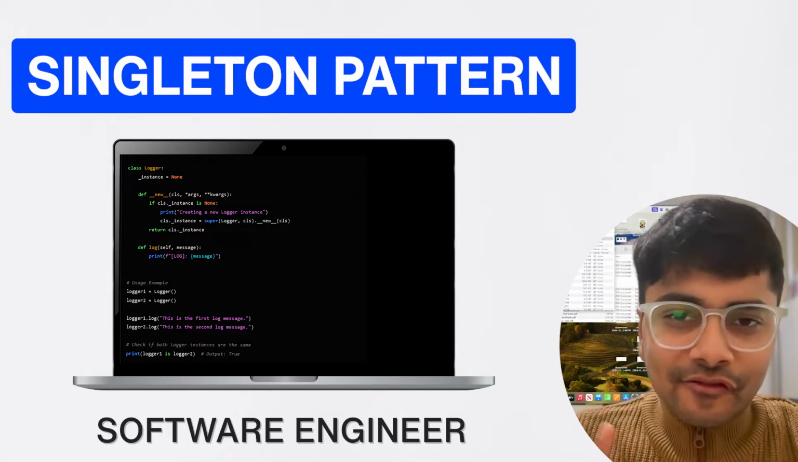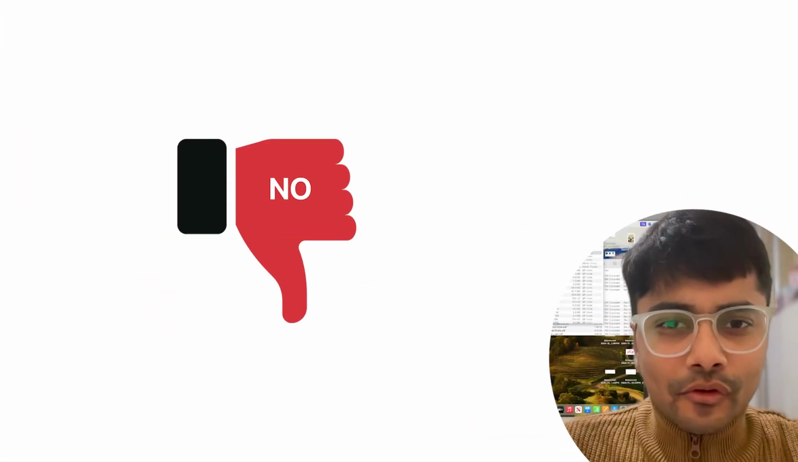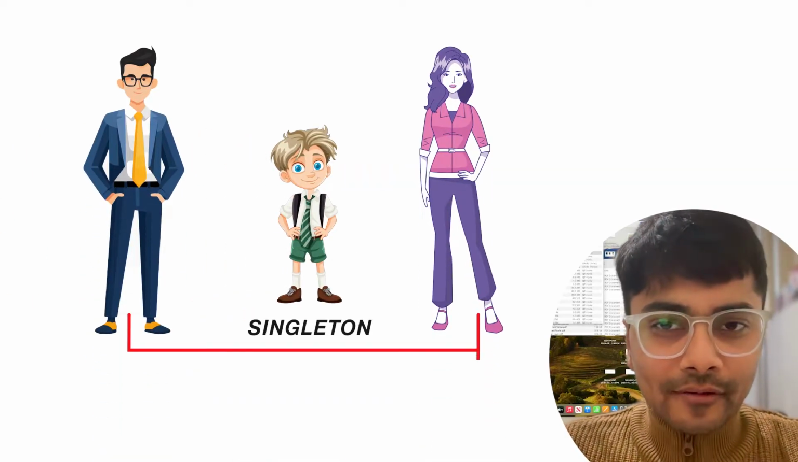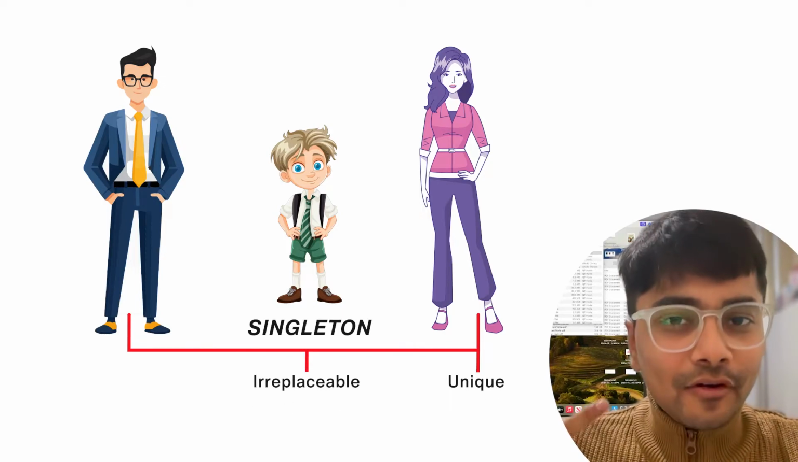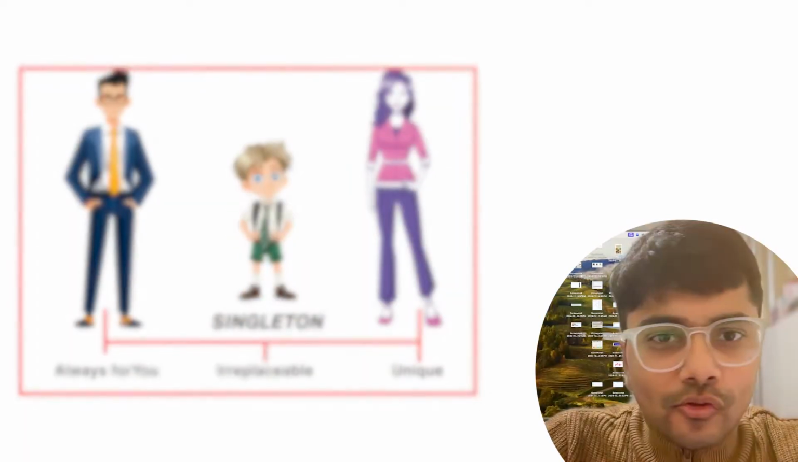So let's try to understand what exactly a Singleton pattern is. I don't like definitions, so if I have to explain this via an analogy, I would say if your life is an application, your mom and dad follow the Singleton pattern. Unique, irreplaceable, and always there for you. If you didn't get what I mean, you will after this video. So let's try to understand this with an example.